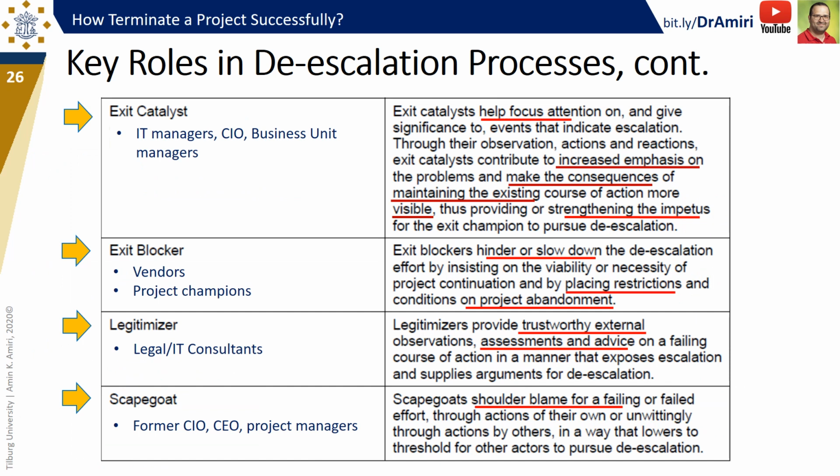There are other key roles in the termination process, though not as critical as the previous three roles. First, exit catalysts can help keep the focus on the problem. They clarify and emphasize the consequences of maintaining the existing course of action. They motivate the exit champion to follow with the termination process. This role can be played by IT managers, CIOs, and business unit managers.